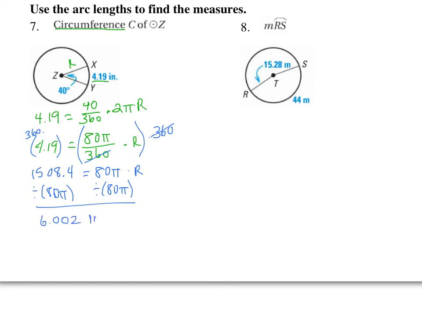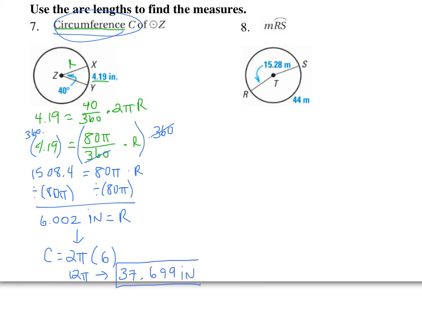6.002 inches, and remember this is our radius, but we need to find the circumference. So now we need to put that into our circumference equation. And we can just round that to 6, that's fine. So we'd have 12 pi, which would give us 37.699 inches as our circumference in the end.